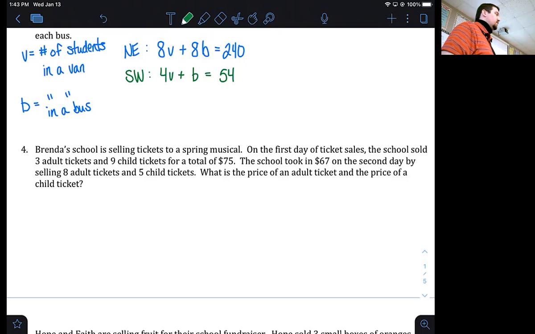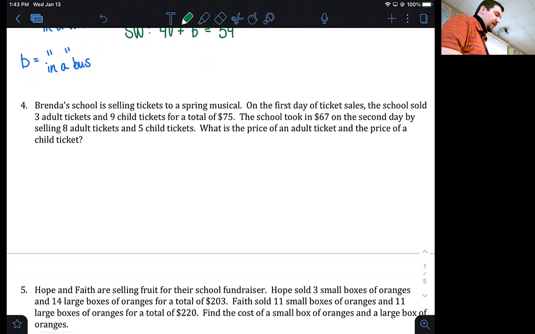Number 4, Brenda's school is selling tickets to a spring musical. On the first day of ticket sales, the school sold 3 adult tickets and 9 child tickets for a total of $75.